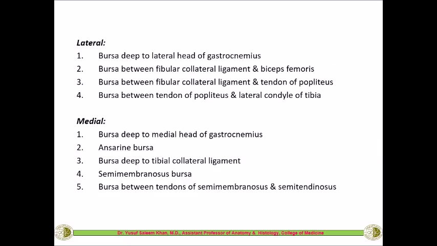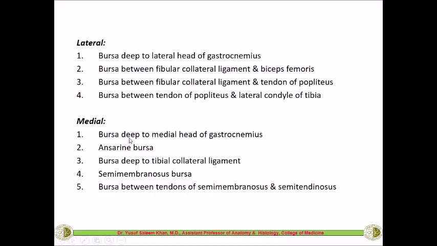Apart from that, there are other bursae on the lateral and medial side. On the lateral side, we have a bursa deep to the lateral head of the gastrocnemius. Then we have the bursa between the fibular collateral ligament and the biceps femoris. Then the bursa between the fibular collateral ligament and the tendon of the popliteus. And a bursa between the tendon of the popliteus and the lateral condyle of the tibia. I don't have pictures for all these bursae.